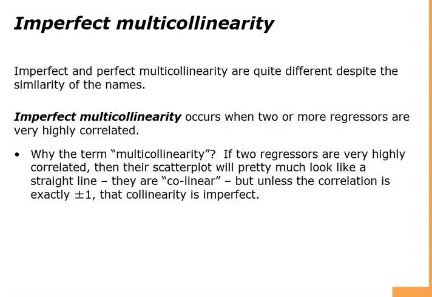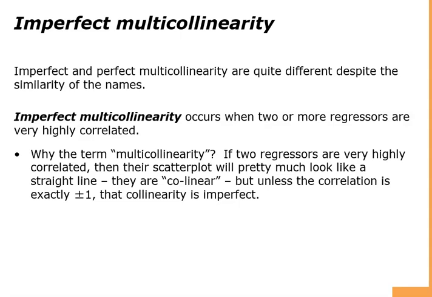Now, we have so far looked at the case of perfect multicollinearity, but you can also find cases of imperfect multicollinearity. So what does that mean? It simply means that if two regressors are very highly correlated, then their scatter plot will pretty much look like a straight line, which would mean that they are collinear. But unless the correlation is exactly +1 or -1, that collinearity is imperfect.